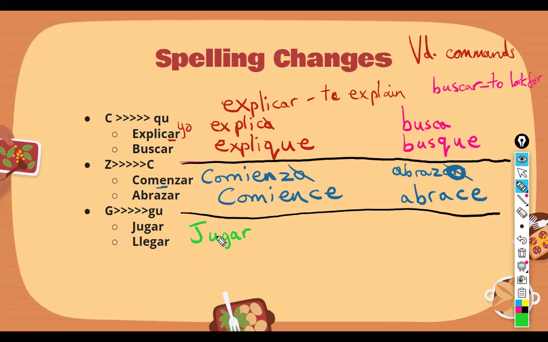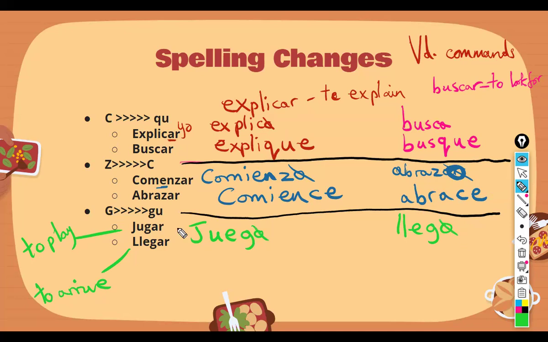Jugar is radical changing. So it becomes, sorry, the wrong one, it should be juego. Right? The yo form is juego. The yo form of llegar is llego. So jugar, to play a game, and llegar, to arrive. Right? So the O goes, and to preserve the g instead of it becoming an h sound, we add a u. So it becomes juegue, and it becomes llegue.